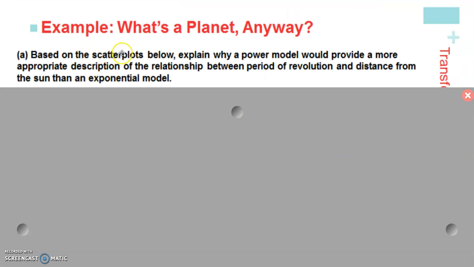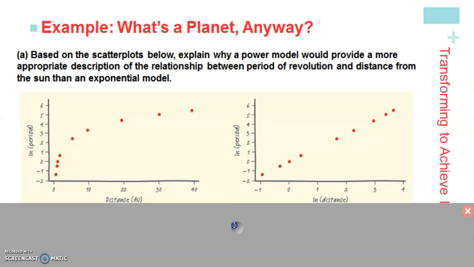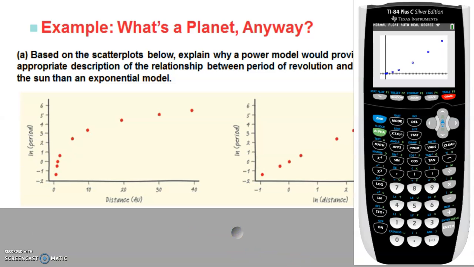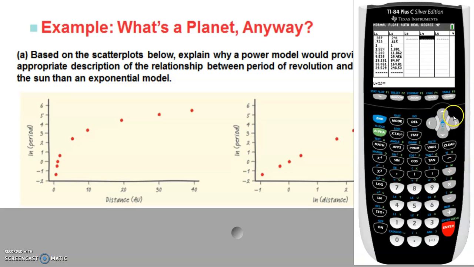Next thing we're going to do, based on those scatter plots, explain why a power model would provide a more appropriate description of the relationship than an exponential model. So basically, here's what we're going to do. We are going to take these two variables and transform them. We can make these graphs on our calculator by doing the following. I'm going to go Stat, Edit, and go to List 3. What I'm going to do here is press up, and hit ln of List 1.